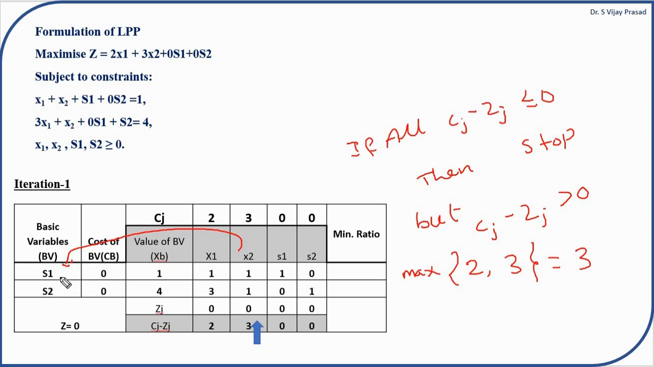Now, please remember here, whatever the basis elements are, with that only the identity matrix is formed. With S1 corresponding to S1 it is 1, with S2 corresponding to S2 it is 1.